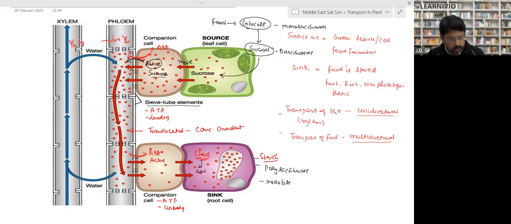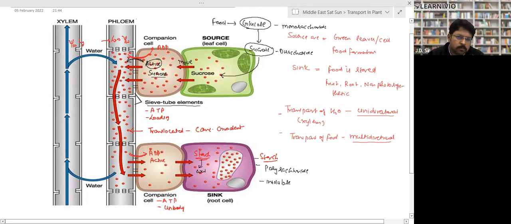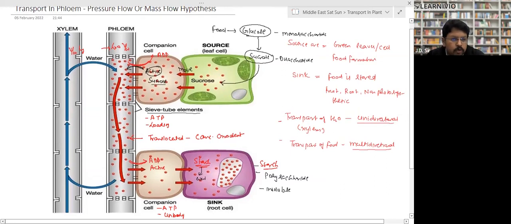Please start noting down. The pressure flow or mass flow hypothesis was put forward by a scientist called Munch. Let's stop.